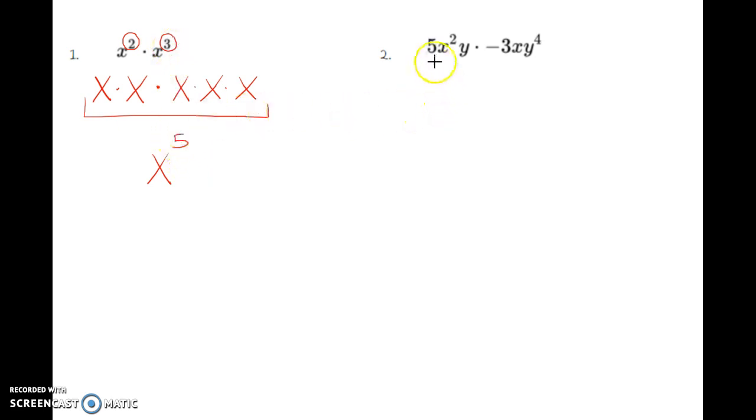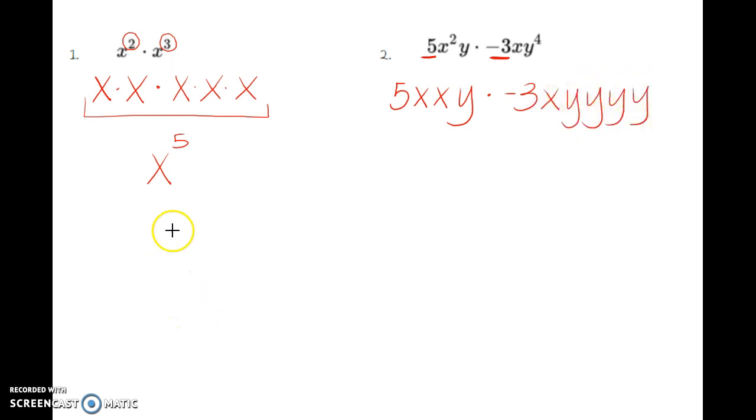Let's look at a problem over here that actually has some coefficients. So 5 is a coefficient and -3 is a coefficient. Remember, those are just numbers being multiplied by variables. So we have 5x squared y. Well, if I were to expand this, this would be 5 times x times x times y times -3 times x, and then y to the fourth is y being multiplied 4 times together.